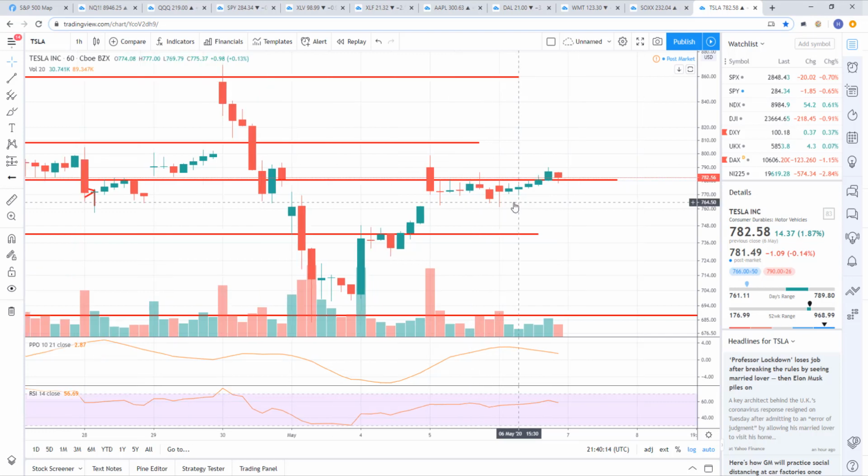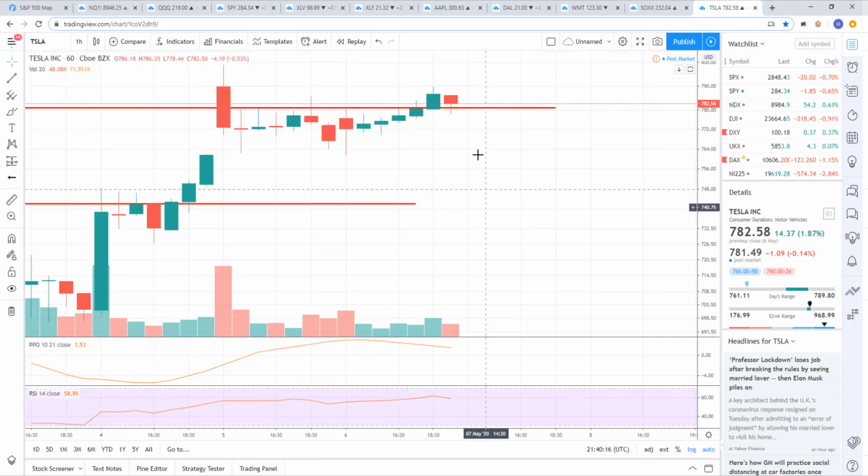That's important. Here's your level on Tesla. It actually closed above right there.